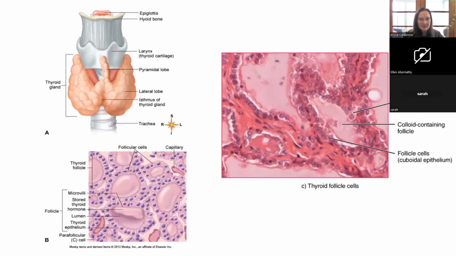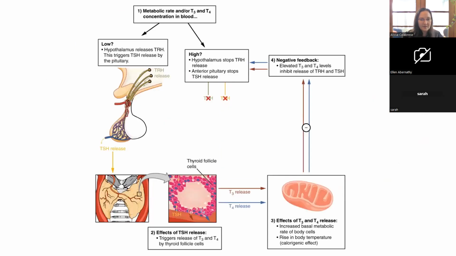There's a histological view of it. And here's the feedback loop associated with that. So if, say, metabolic rates are too low, the thyrotropin releasing hormone will leave the hypothalamus and go to the anterior pituitary. TSH will leave the anterior pituitary and go to the thyroid. That'll cause the release of T3 and T4, which increases your basal metabolic rate by activating mitochondria throughout the body. And then as that metabolic rate picks up, we can shut the feedback loop off, or slow it back down.